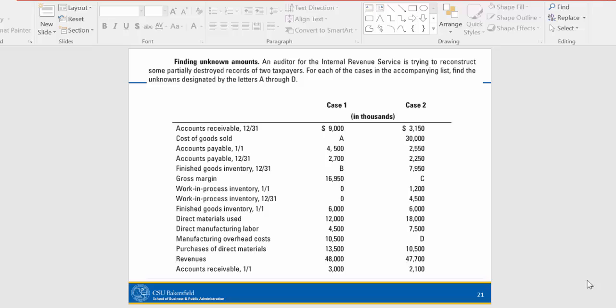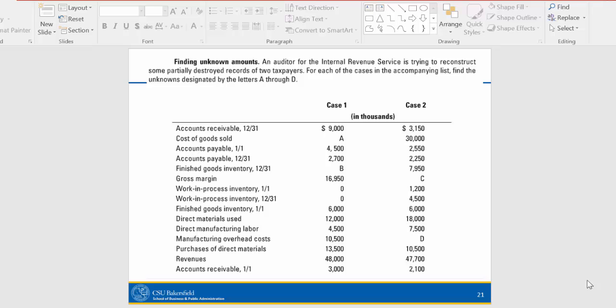The idea here is basically this auditor has some missing records due to fire, or whatever problem they have. So this auditor would like to come up with some missing data or find those numbers based on available records in this table. You can see that we have A, B, C, D. There are two different cases. So the question is, how can we find those missing records based on the left available information?